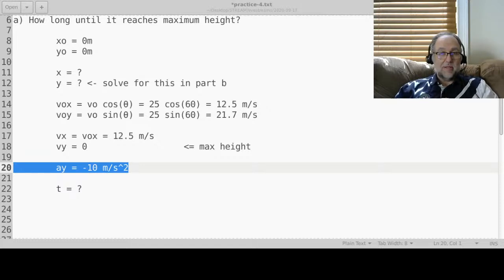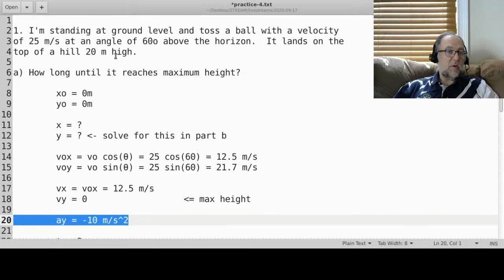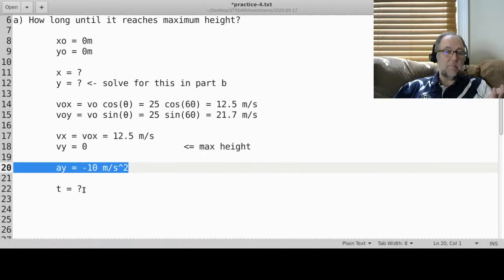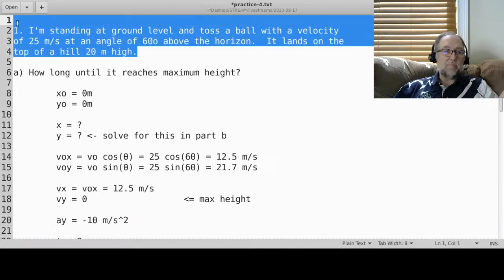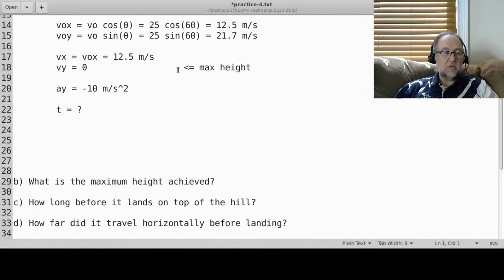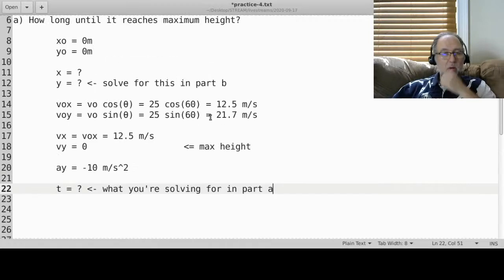And we also don't know the time it takes to get to the top, so that's also a question mark. By question mark, I mean nowhere in the problem do I tell you. So you just don't know when you start off. In fact, this is what you're solving for in part A, which is what we're working on right now. So there it is, and you've got that all done.